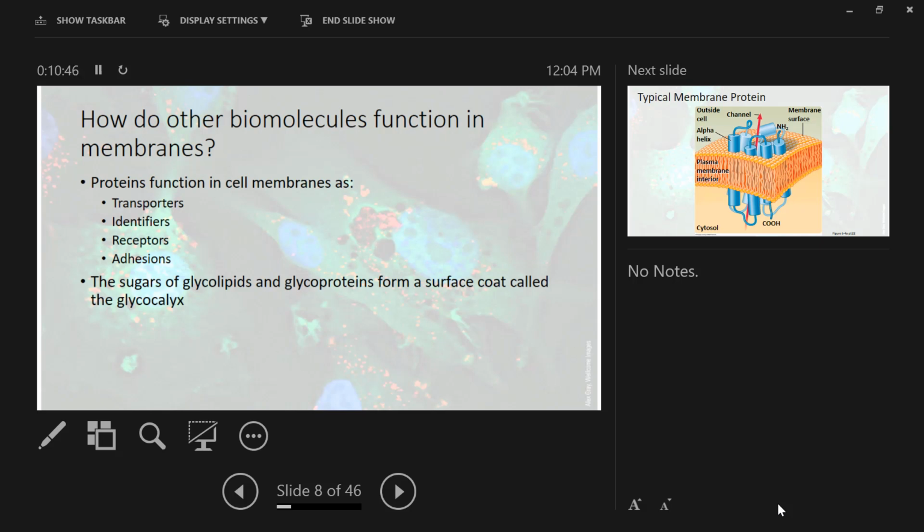Like in red blood cells, the A and B, right? You're familiar with A blood type, B blood type, and then O. They correspond to very specific sugars on the surface of the red blood cell.